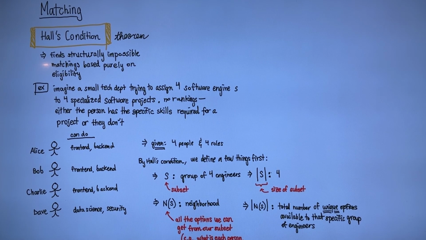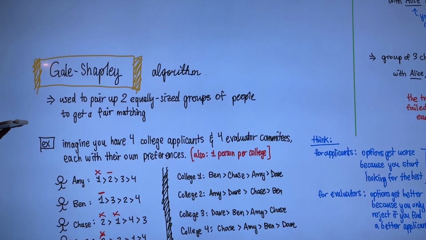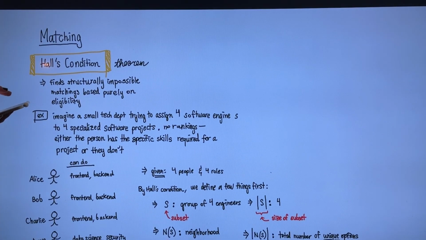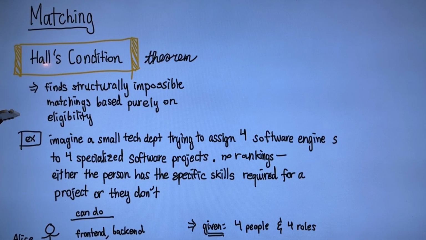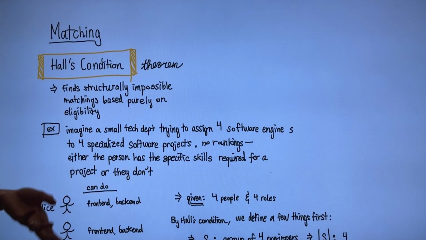Okay, so today we're just going to be talking about matching through two different conditions, two different examples. One is with Hall's condition, and then another is going to be with something called the Gale-Shapley algorithm. Starting with Hall's condition, which is a theorem, so you may hear it called Hall's theorem. Because this is one of the examples involving matching, essentially we're trying to find matchings between groups. That's sort of the theme for this lesson.